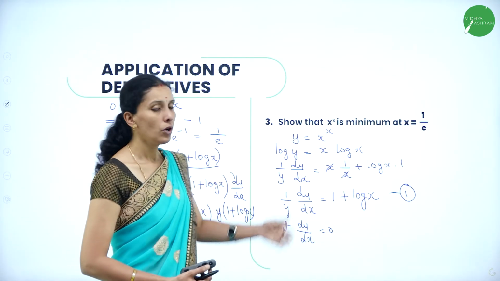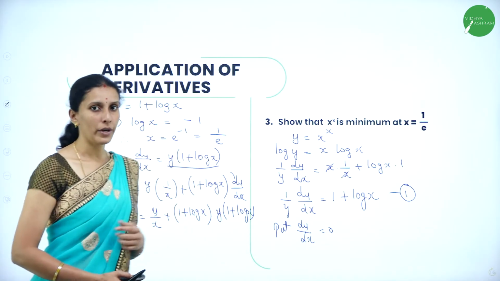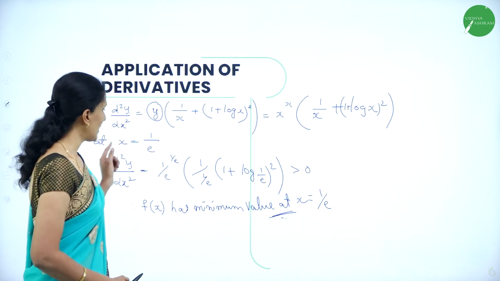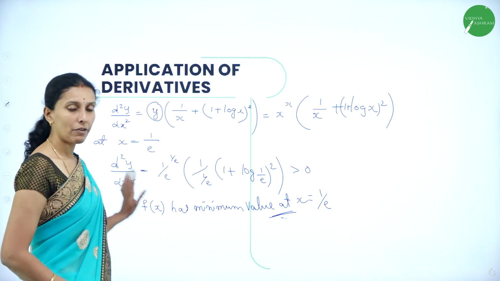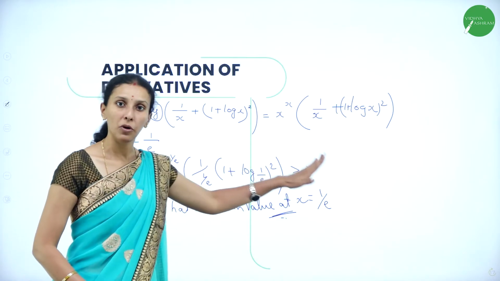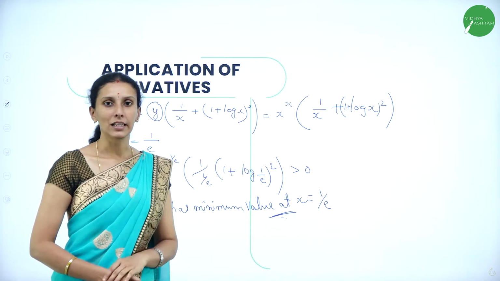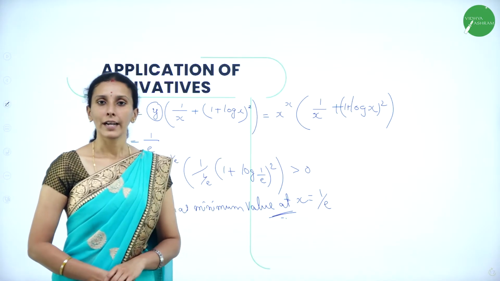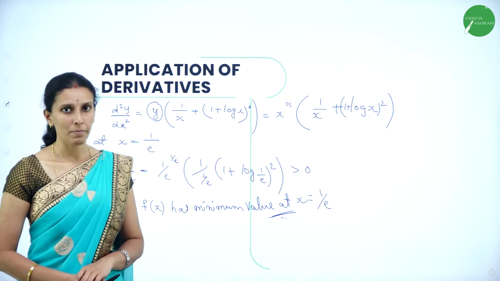Here they have asked you, show that it is minimum at the point x is equal to 1 by e. So by substituting x is equal to 1 by e, we got d square y by dx square as a positive quantity. That means the function has a minimum value at the point x is equal to 1 by e.